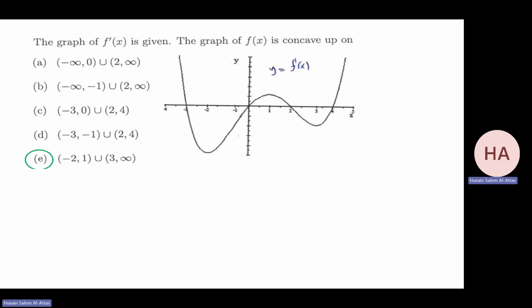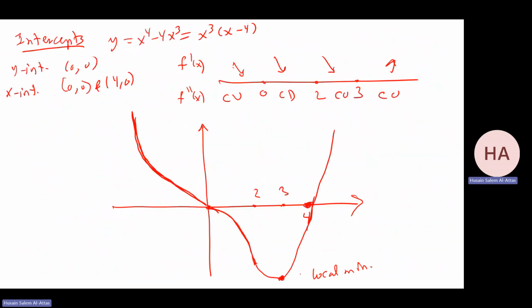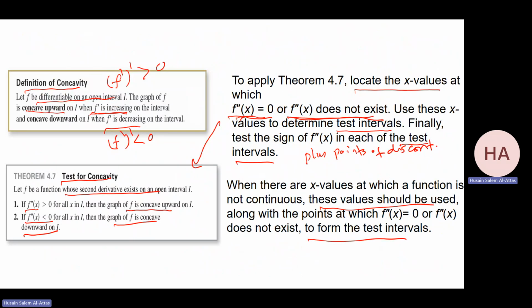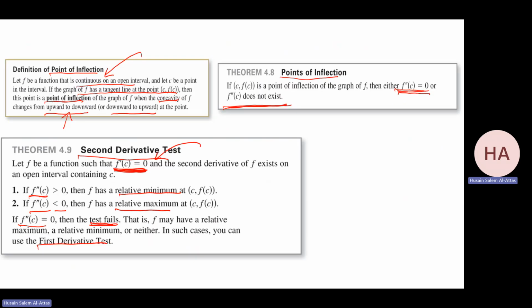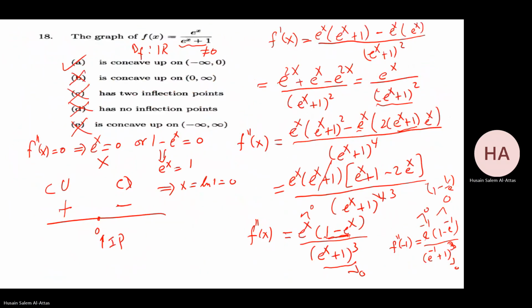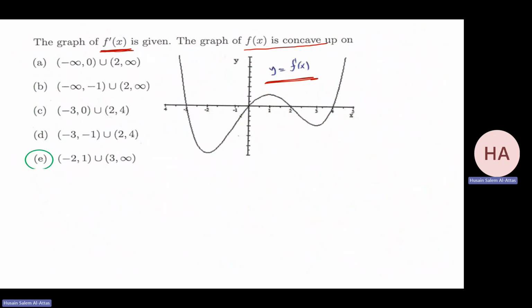The graph of f prime is given. The graph f is concave up. Be careful. This is the graph of what? Of f prime, not of f. So how do we relate the concavity with f prime? If you remember, let me go back to these basic things. We said when the function is concave up, f prime is increasing. Concave down, and f prime is decreasing. Class, we'll use this. Okay, so concave up means f prime is increasing.